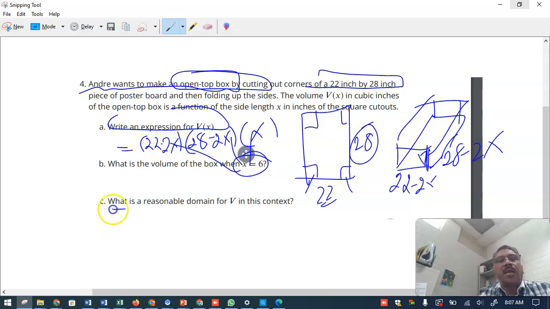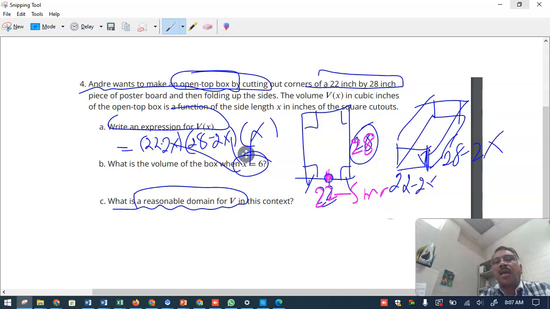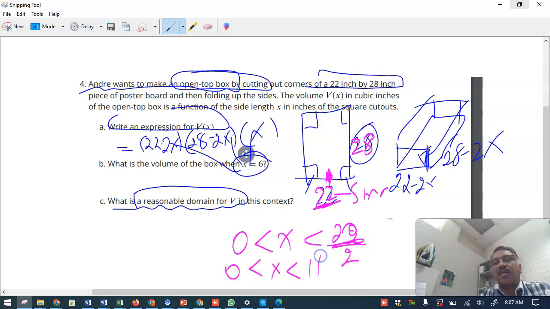I want you to do this. And what is the reasonable domain? This is where everybody gets confused, but still one more time I would like to share that the domain means how much maximum you can cut off. Among the lengths given, 22 and 28, this is the smaller one. That means I can cut at the most halfway down, that is 11, right? Of course, it has to be greater than 0. At the same time, it should be less than half of 22, and half of 22 is 11. Then only you can have a box. Otherwise, there won't be any box formed. So that's what that means.